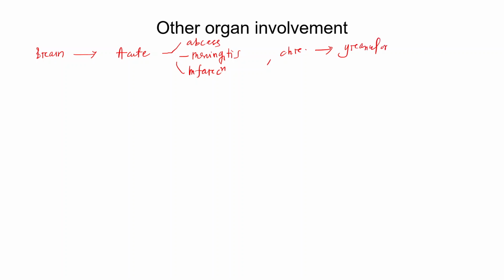Coming to other organ involvement, it can involve the brain, where it can cause acute infection, abscess, meningitis, or infarction because of its angioinvasive nature. And chronic Aspergillus infection can present as a granulomatous lesion that will mimic a brain tumor.